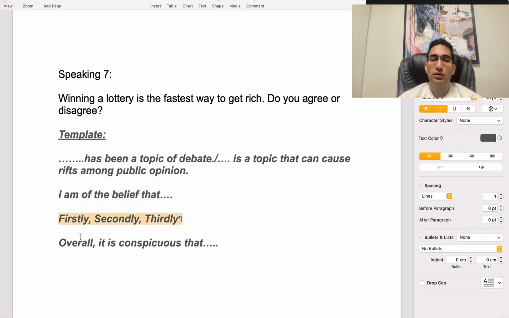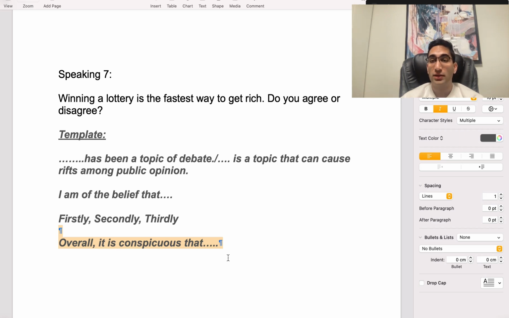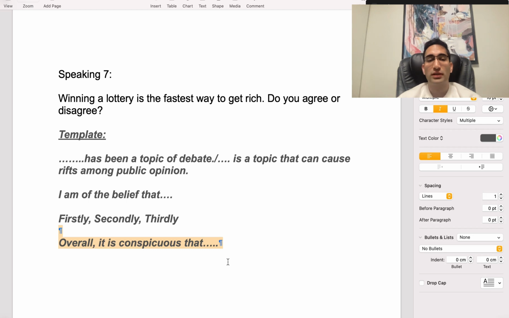Firstly, secondly, thirdly, you want to spend 20 seconds each. So you have 60 seconds here, and the rest of the time is going to go to your intro and conclusion. Speaking of the conclusion, you have a concluding word: "Overall, it's conspicuous that," or "it is obvious that," same thing, but you want to say conspicuous. Of course, you're trying to use more fancy words.